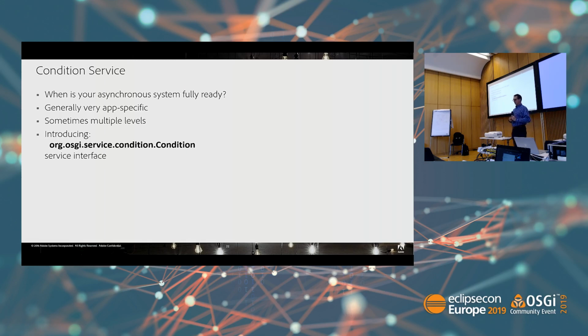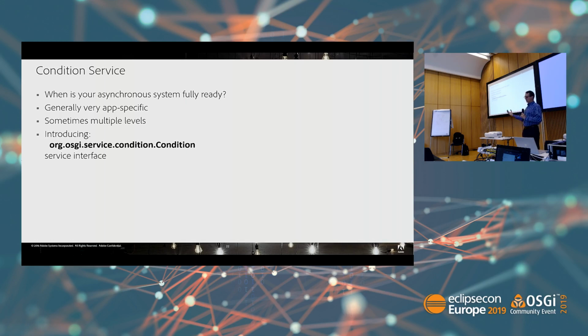Because OSGi is highly component-based, your component might be ready, but in the future your component is used in a bigger system that has another component. So while you think you're ready, the entire system is not yet ready. This evolves into something called the condition service, which is a very, very simple concept. It means that there's this service interface Condition which can be registered by someone, doesn't say who, to indicate that this condition is ready. Now, there can be many of these condition services, so you can nest them in as many levels as you like.